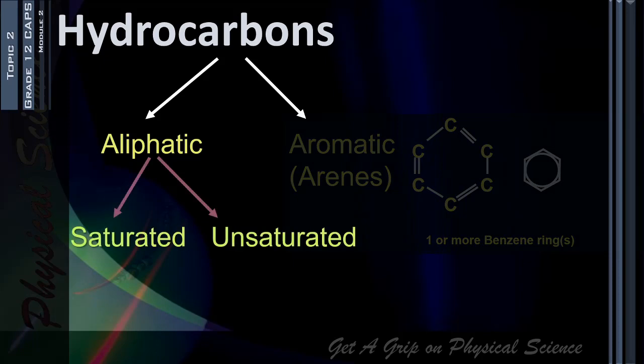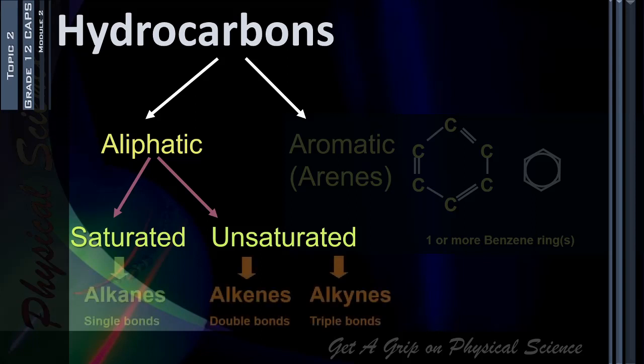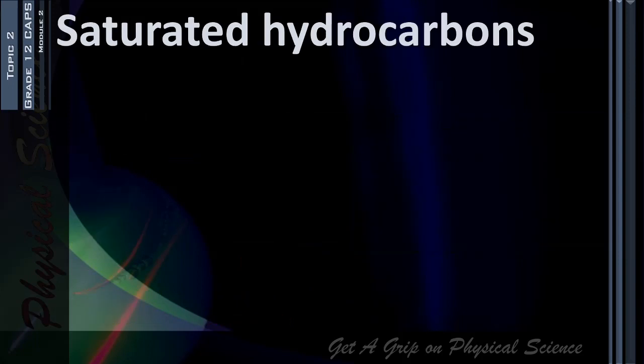Now, aliphatic hydrocarbons can be either saturated or unsaturated. The saturated hydrocarbons are the alkanes, and the unsaturated hydrocarbons are the alkenes and alkynes. So what is the meaning of saturated?